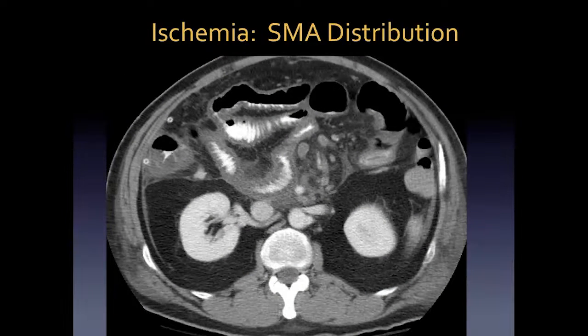Here, a sort of classic vascular distribution involving the SMA. We've got small bowel, we've got right colon. Transverse colon looks a little bit abnormal too, but by the time we get over to the descending colon, it looks completely normal. So an SMA distribution.